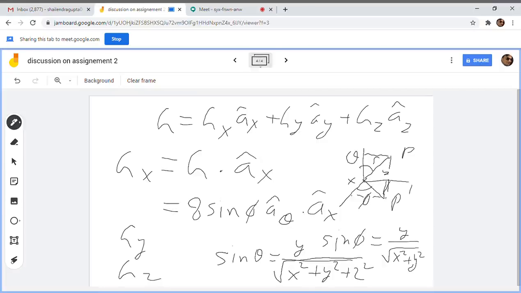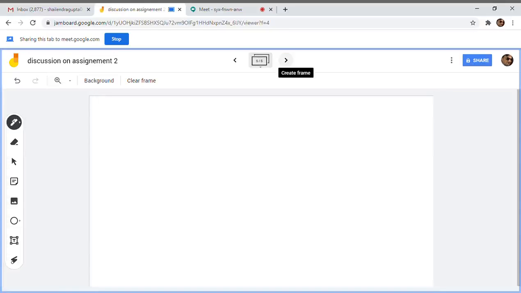Similarly, you can write about the cos theta as well. Cos theta will be z upon under root x square plus y square plus z square. So this is how you can convert your spherical coordinate to rectangular coordinate system. And similarly, after getting the rectangular coordinate system, you can convert to cylindrical coordinate system. So this is it for the assignment part.